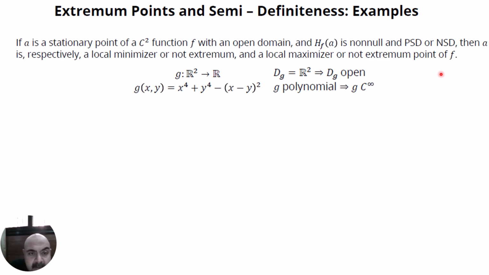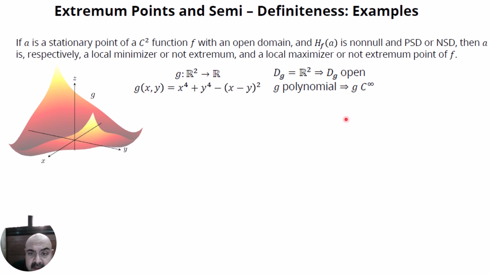Let's take this example, a function x to the power of 4 plus y to the power of 4 minus (x minus y) to the power of 2. This function maps from R2 into R. As you can see, it's a polynomial, so it's C infinity, so you can differentiate it. There is no problem with that. Okay, let's get the first order derivative in order to get the stationary point or the critical point.